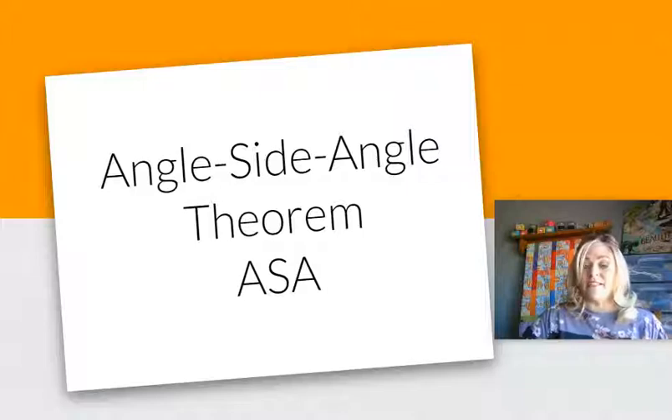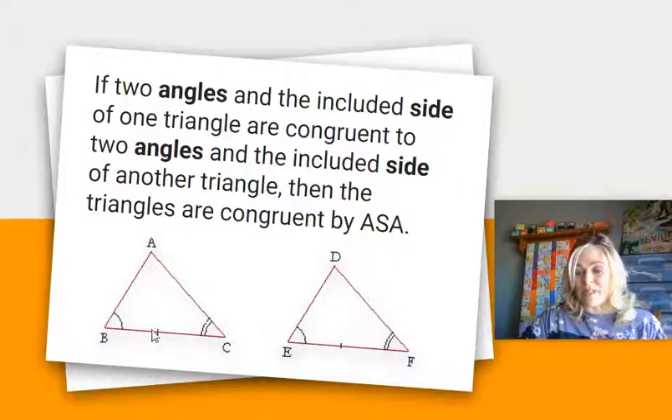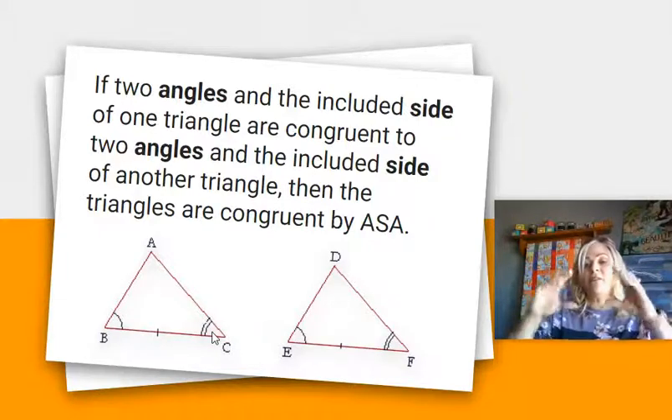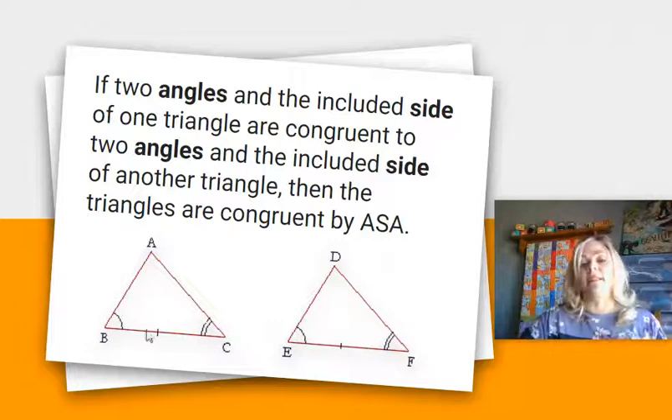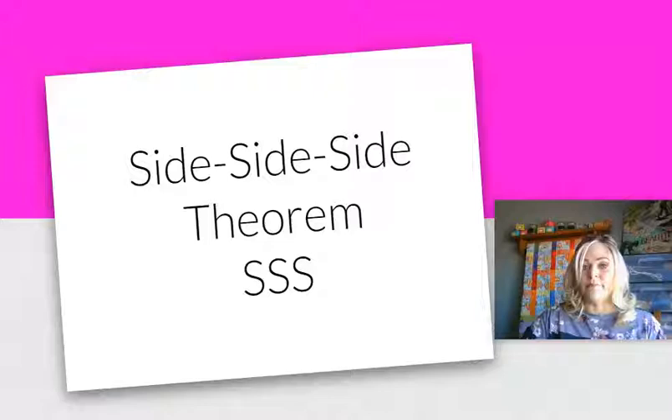Angle, side, angle. Same idea as the one before, but you're going to have an angle, a side in between it, and another angle. Having the two angles and then the in-between side, it's really important that the side is in between those two angles. It doesn't count if it's somewhere else, not for this rule. Angle, side, angle, the order matters. The side has to be in the middle.